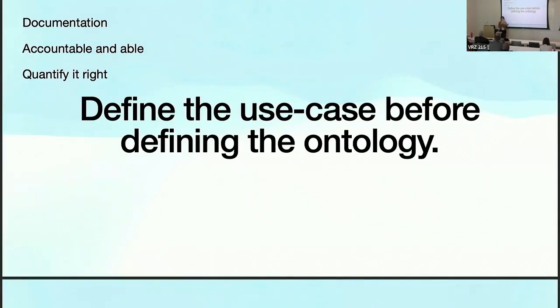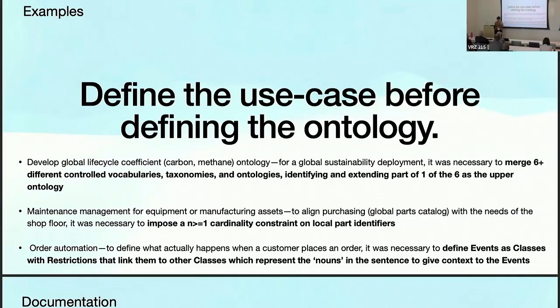So, first thing, which we heard yesterday: define the use case before defining the ontology. If you don't know why you're describing phenomena using an ontology, you risk missing content or structural requirements, and that's going to impact your usability. Here are some examples that you can use later.